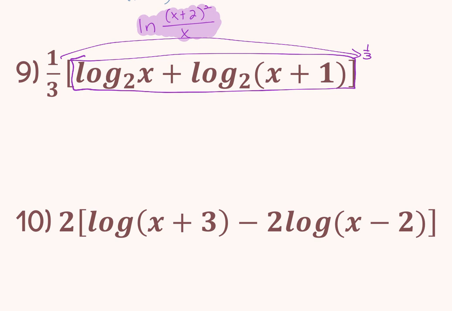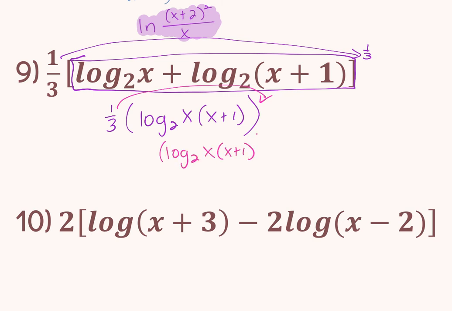Log base 2 of x plus log base 2 of x plus 1 means what when I condense it? Good. So condense it down to here. Then I can move my exponent. So the exponent goes on the outside. The whole log base 2 of x times x plus 1 is being raised to the 1/3. And being raised to the 1/3 means what? So this is the cube root of log base 2 of x times x plus 1. So the whole thing is underneath that cube root. You never want to leave an exponent as a fraction.